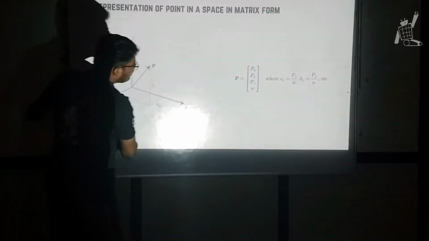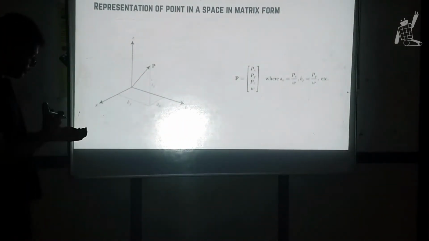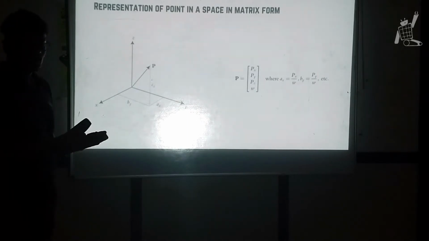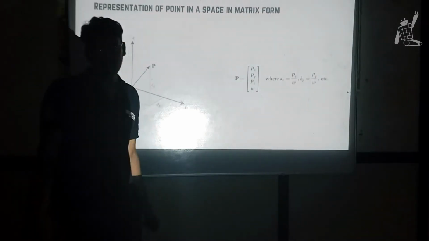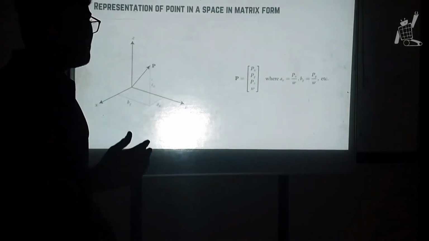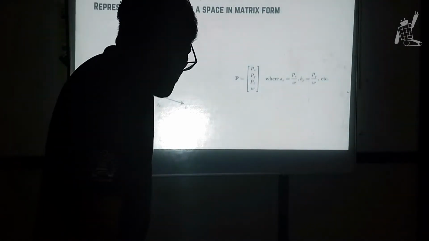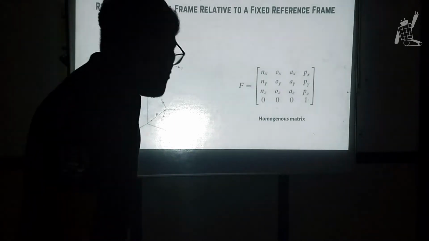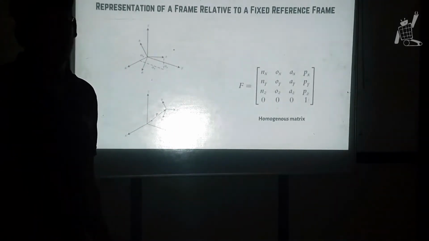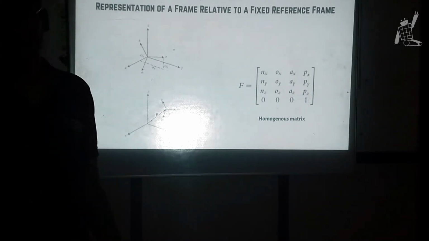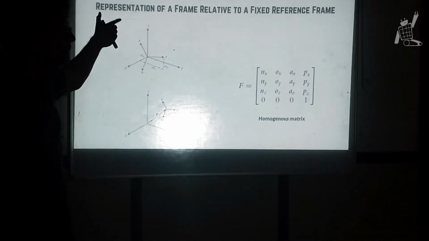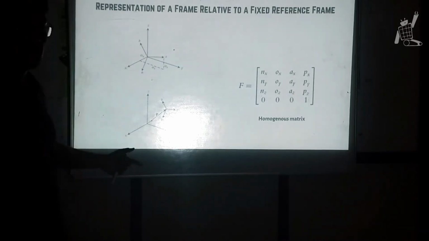So from here onwards, we are following this notation to represent a point in space with Px, Py, Pz, and scale factor will be 1. It's not magnitude one, it's scale. If a vector is 2i plus 3j plus 4k, then when you represent it in matrix form, it will be 2, 3, 4, 1.